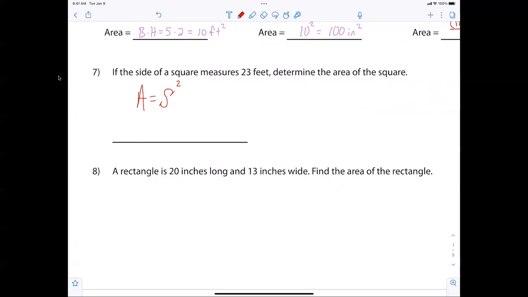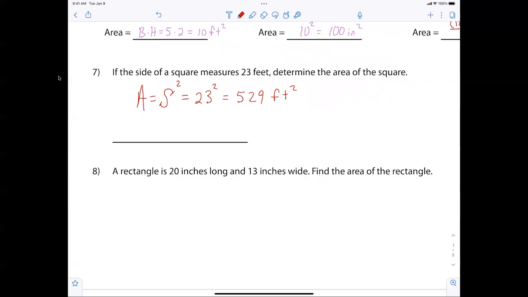All right, so I need help here, guys. 23 squared. That's what I got. 529. 529 what? Yep. Square feet. All right. So now they're just not drawing them for you. That's all.